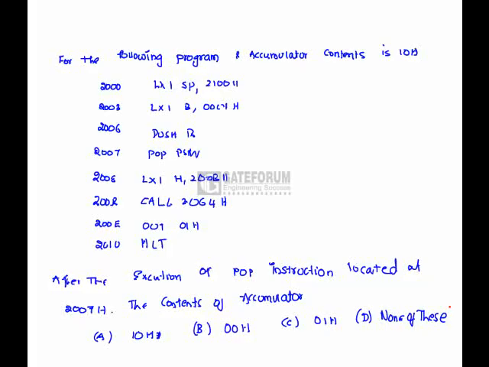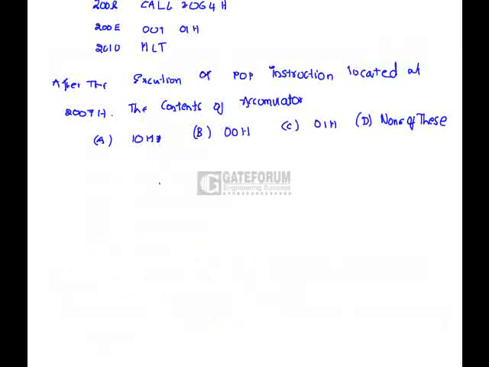For the following program, the accumulator contains 10H before executing this particular program. So, what will be the accumulator content after the execution of the POP instruction, which is located at 2007H? First of all, what do you mean by PSW? We have to know. PSW is nothing but a 16-bit register whose higher order byte is the accumulator, whose lower order byte is the flag register.